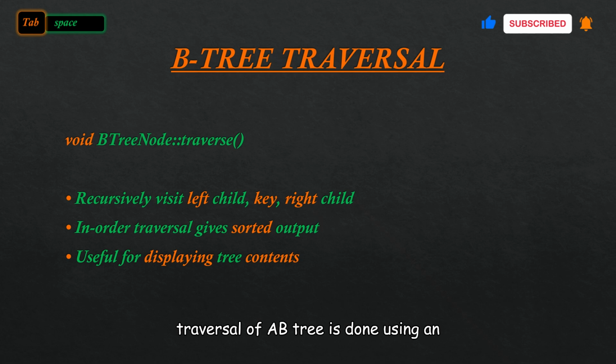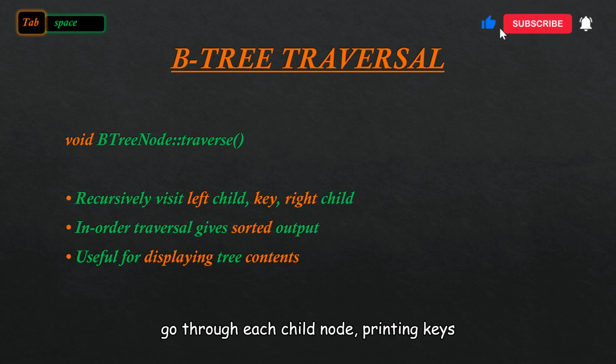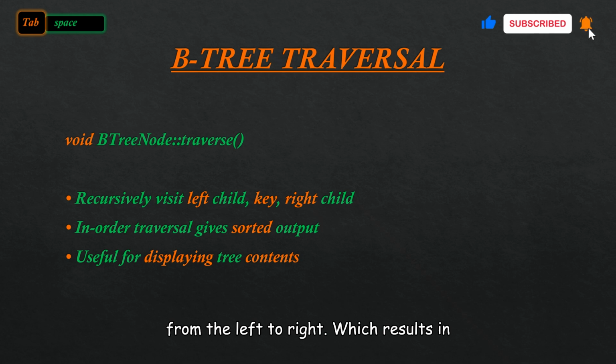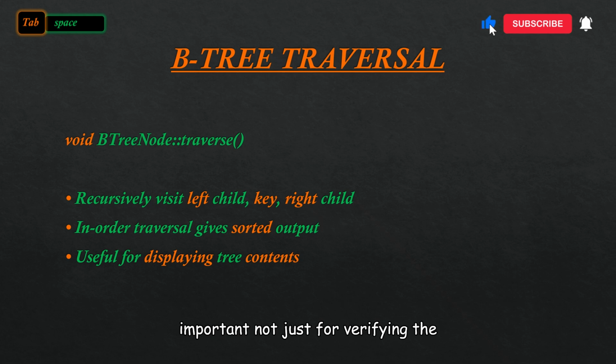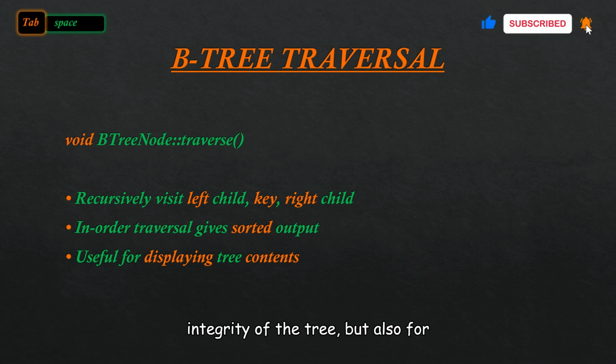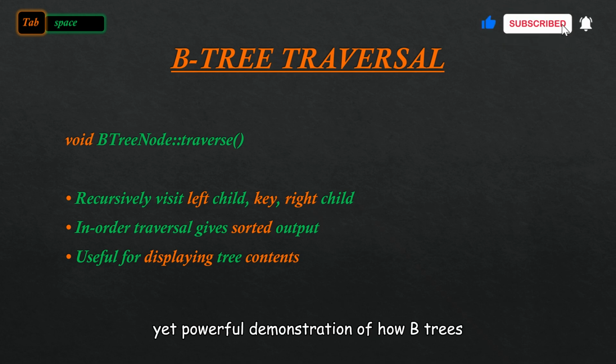The traversal of a B tree is done using an in-order traversal pattern. We recursively go through each child node, printing keys from left to right, which results in the output being in sorted order. This is important not just for verifying the integrity of the tree, but also for operations like range searches or exporting tree contents. It's a simple yet powerful demonstration of how B trees maintain order while staying efficient.